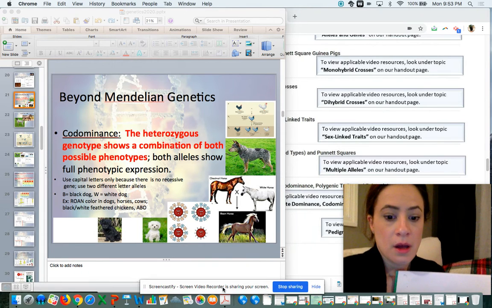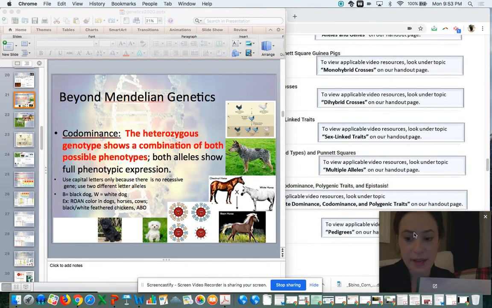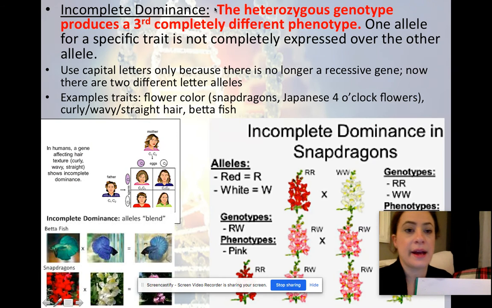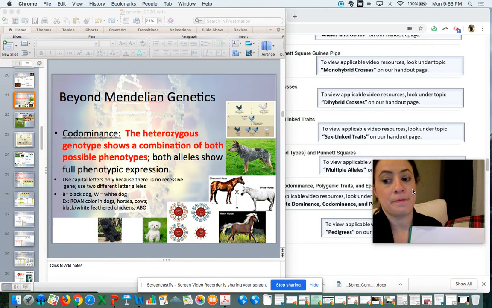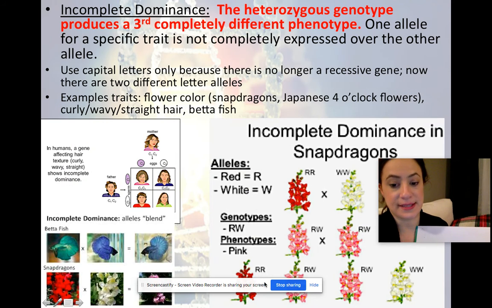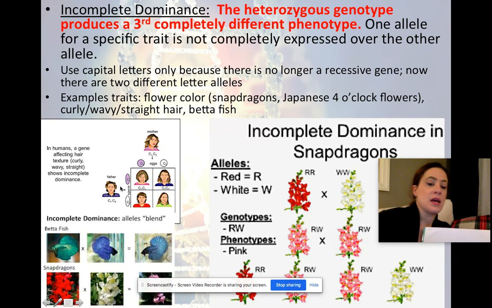So we take this and you see the flowers, and the heterozygote, in this case, shows a different phenotype. And there's a blend. So here we have a red flower and a white flower. And when they cross, they make pink flowers. In this example, when we cross the two pinks, the white reappears. The example also is true for betta fish, where the color then blends.